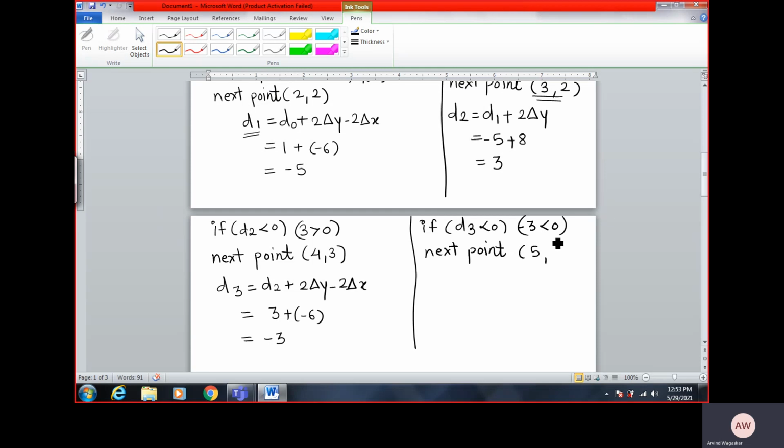What was the previous value of y? It was 3, so it will remain as it is, that is 5 comma 3. Let's update the value of d. Now d4 is the previous d, that is d3, plus twice delta y. The previous value was minus 3, plus twice delta y, which is 8. So 8 minus 3, your answer is 5. Okay, answer is 5. Let's continue with the next step.